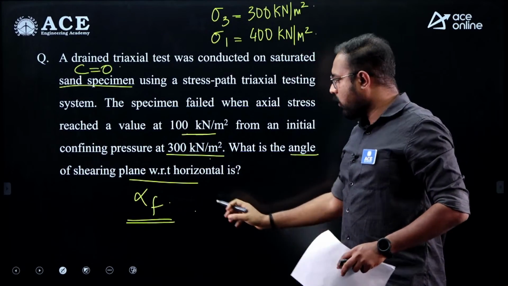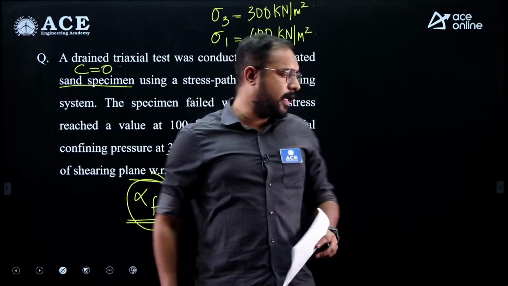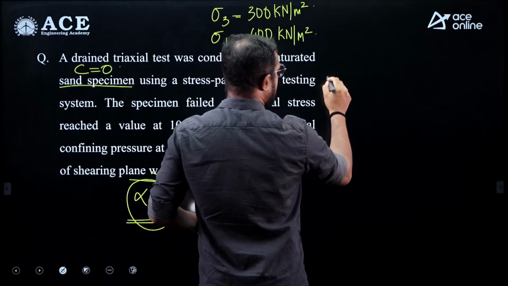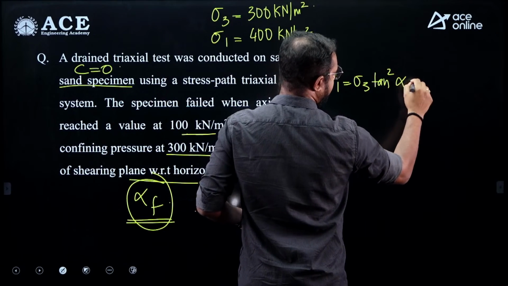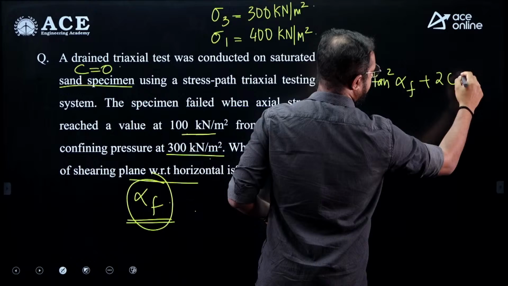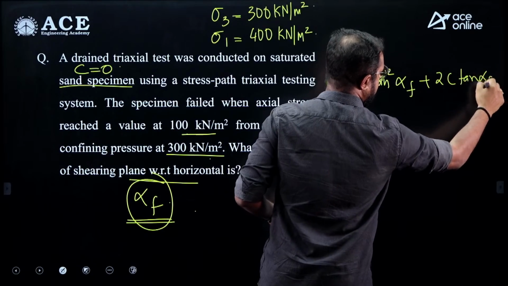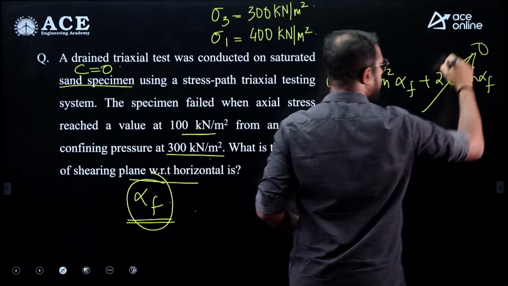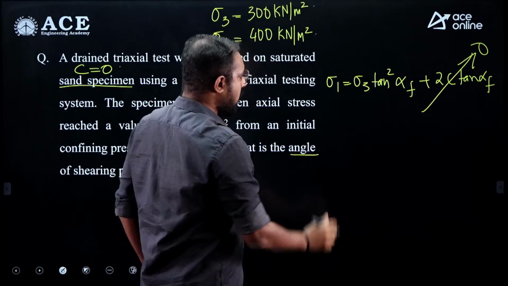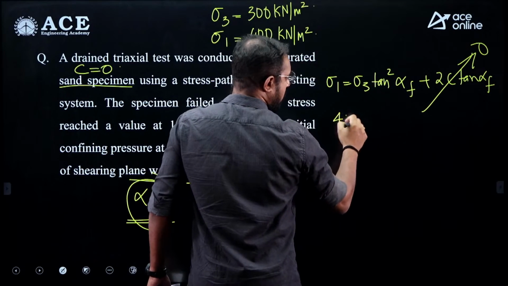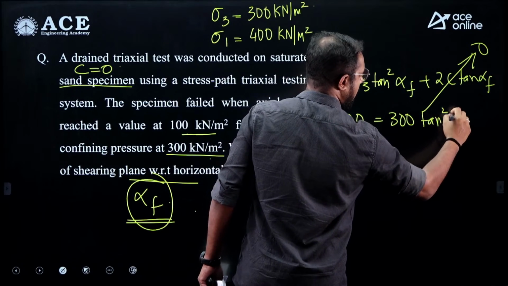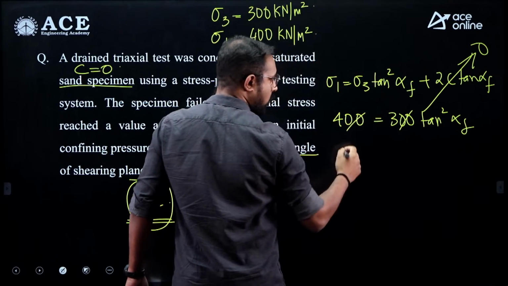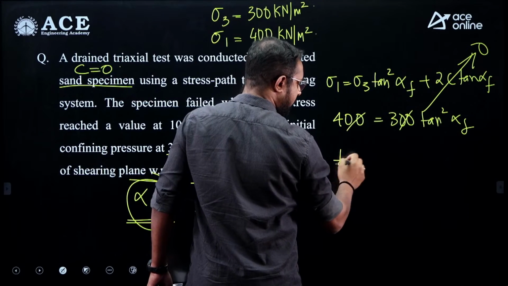Now they are asking you for the alpha F value. Directly we can write the relation: sigma 1 is equal to sigma 3 into tan square alpha F plus 2C tan alpha F. But we need to forget about the second term because cohesion is not there. So this is the relation: 400 is equal to 300 into tan square alpha F. The 100 goes. So what is the value of alpha F?